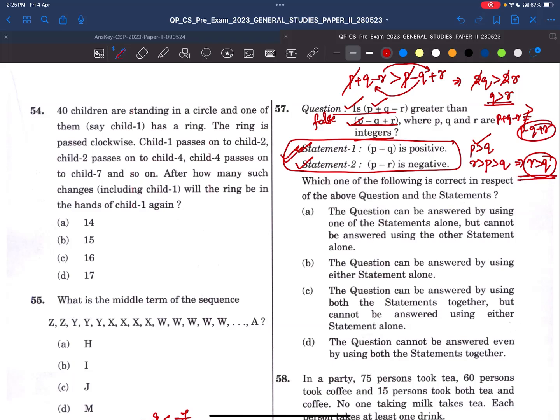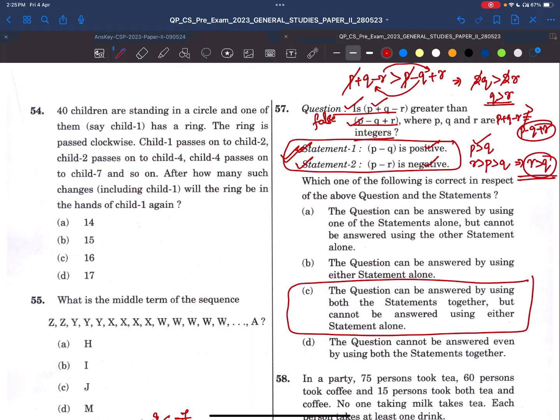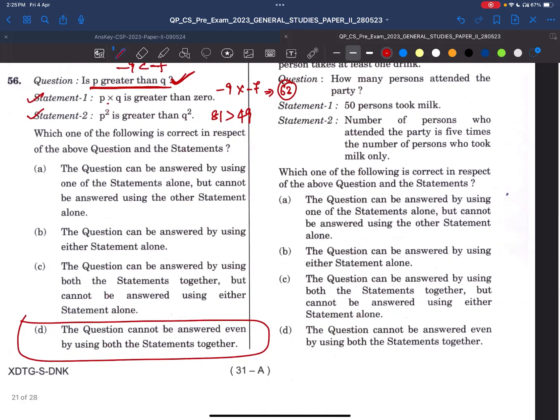statements. We need these two statements to tell that the question given is not possible. You can see, the question can be answered using both the statements together, but cannot be answered using either statement alone. Right? Answer is 57C. Okay. Now let's go to the 58th question.